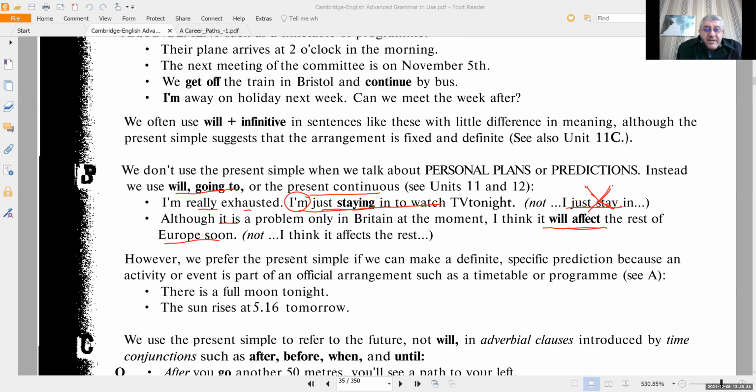However, we prefer the present simple if we can make a definite specific prediction, because an activity or event is part of official arrangements such as a timetable or a program.